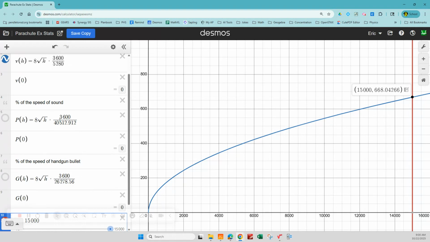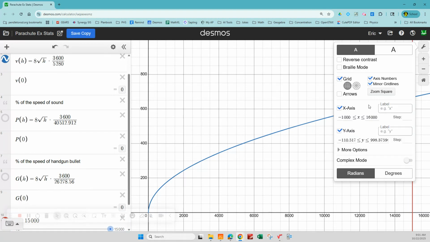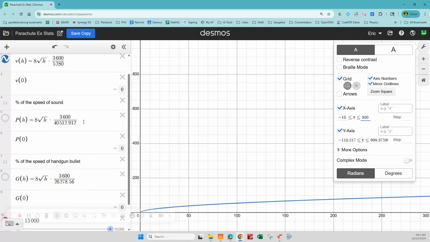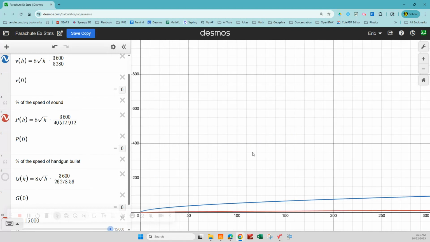How fast is that? What percentage of the speed of sound would that be? Let's look here. What percentage of the speed of sound would that be?